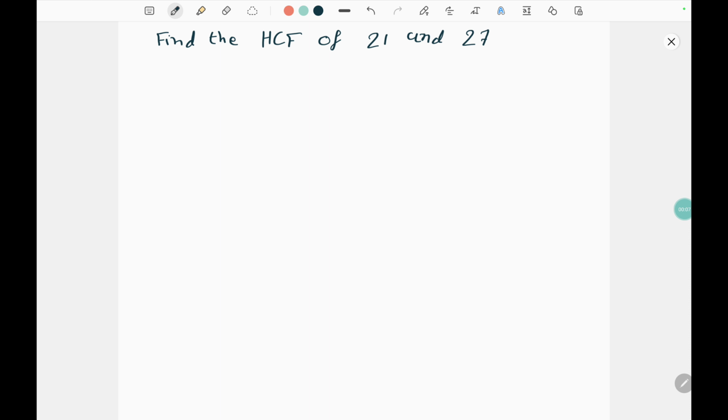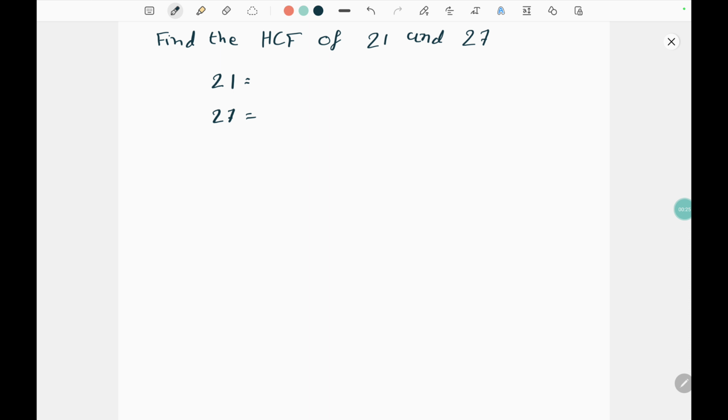So before we start how to do HCF, let's see what is the full form of the HCF. HCF means highest common factor. The name itself is telling you factors. So let's first make the factor pairs of 21 and 27.